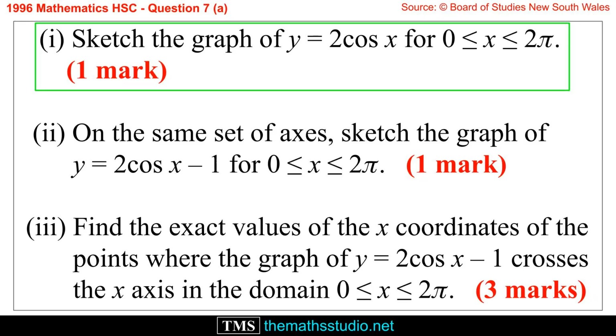Question 7, Part A, Part 1. Sketch the graph of y equals 2 cos x for x greater than or equal to 0 and less than or equal to 2 pi.